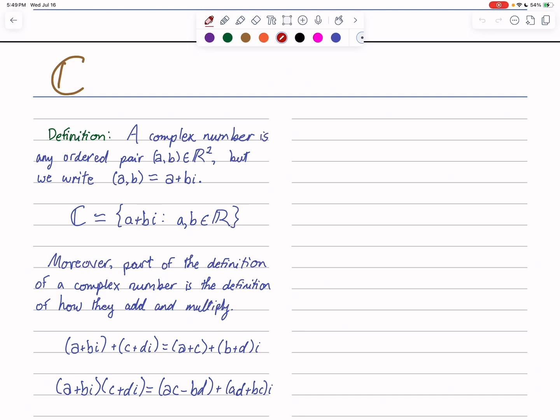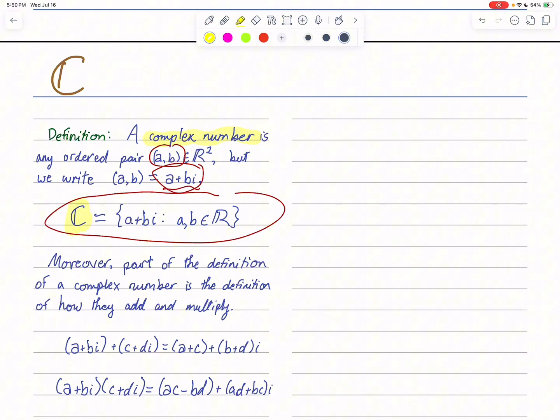So let's go ahead and define what the complex numbers are. A complex number is any ordered pair. So, right, fundamentally, they are ordered pairs of real numbers. We will typically write the ordered pair (a, b) as a plus bi. And then this set of complex numbers is just denoted by this double struck C symbol, very similar to how we denote other number sets.